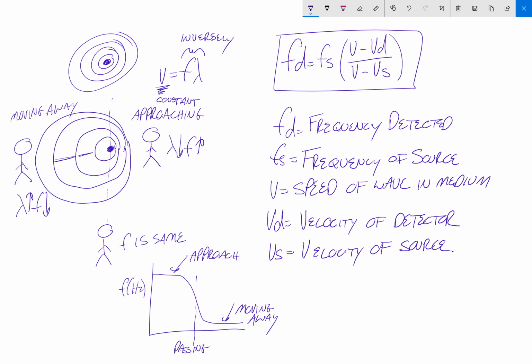And in this case, we need to do a sample problem because there is a small problem-solving strategy that you need to apply. Otherwise, this equation doesn't work properly. So let's do a sample problem together.